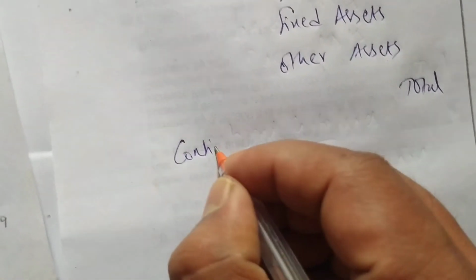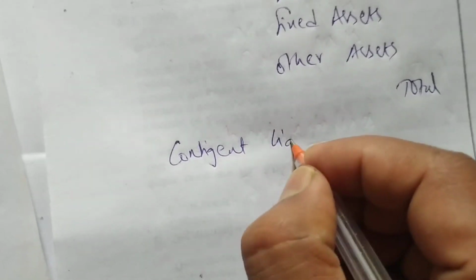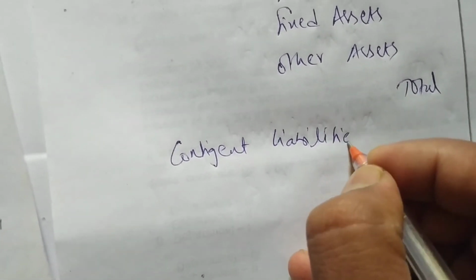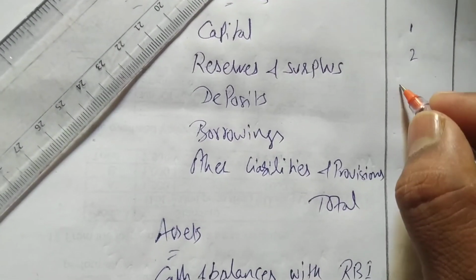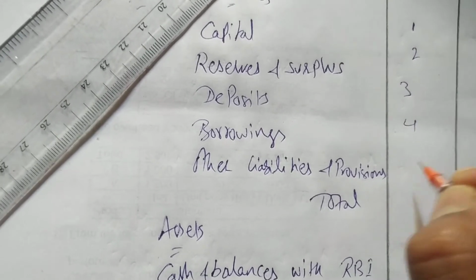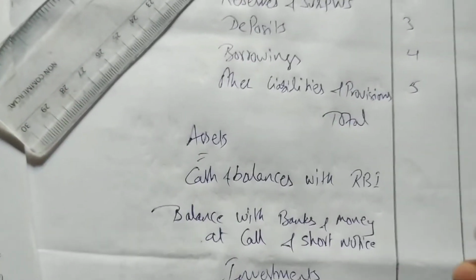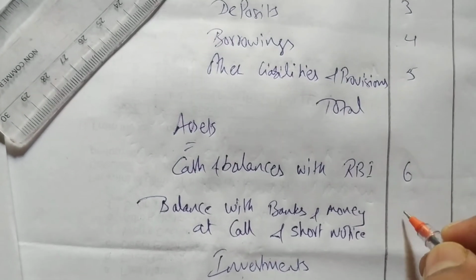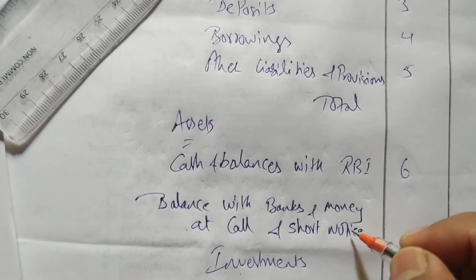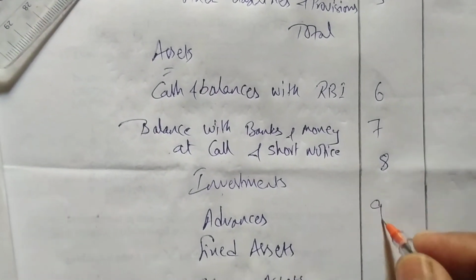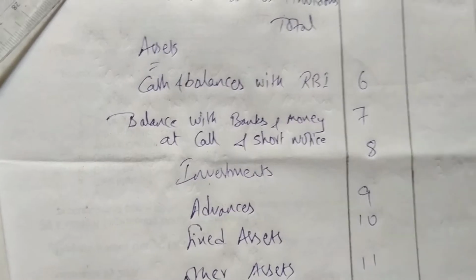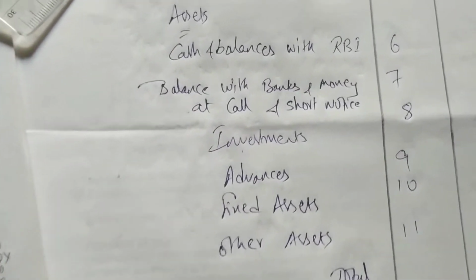Then we'll write contingent liability, schedule number 12. So we'll write schedule numbers. Capital is 1, reserves and surplus 2, deposits 3, borrowings 4, other liabilities and provisions 5, cash and balance with RBI 6, balance with banks and money at call and short notice schedule number 7, investments 8, advances 9, fixed assets 10, and other assets 11. Okay, so we have written the entire format.